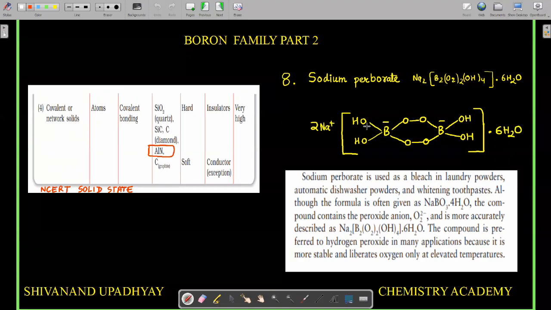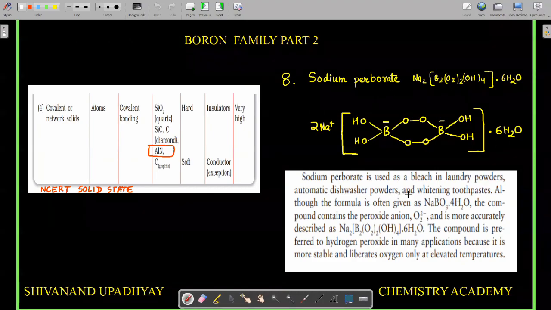This compound, sodium perborate, we are using in our daily life. It is used as a bleach in laundry powders, automatic dishwasher powders, and whitening toothpaste. Although the formula is often written in this form, which is confusing because half of it is written.